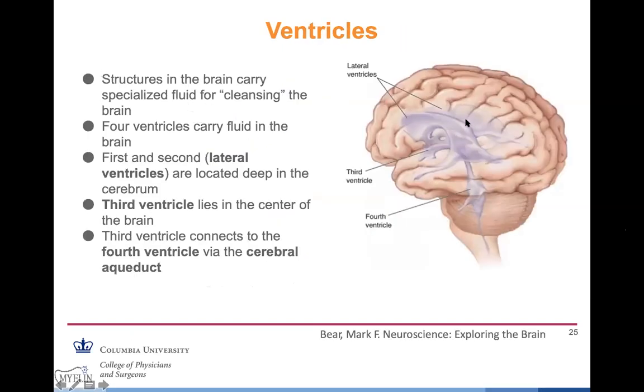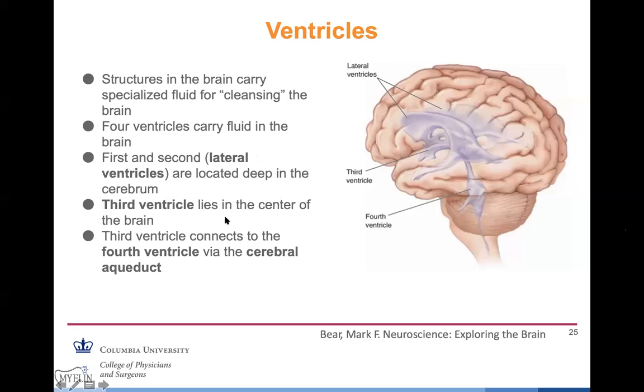There are also other structures in the brain called ventricles, the ventricular system. There's the lateral ventricular system, which really spans across the cerebral hemispheres. There's a third ventricle, which connects the lateral ventricles through certain foramen and aqueducts to the fourth ventricle. And this ventricular system contains a special fluid called cerebrospinal fluid that bathes the entire brain, and it's responsible for cleansing the brain and kind of cleaning out the brain.